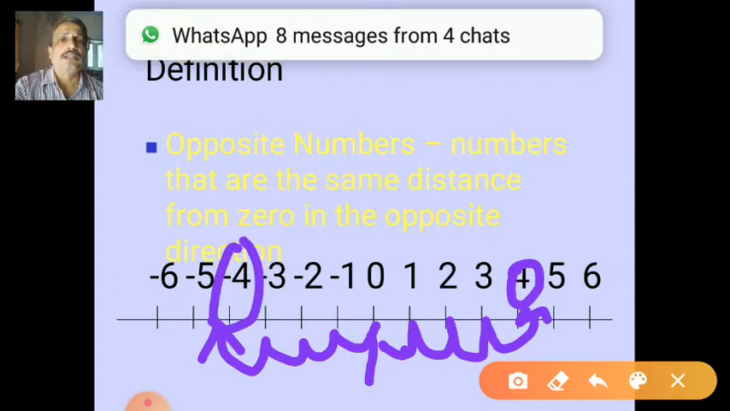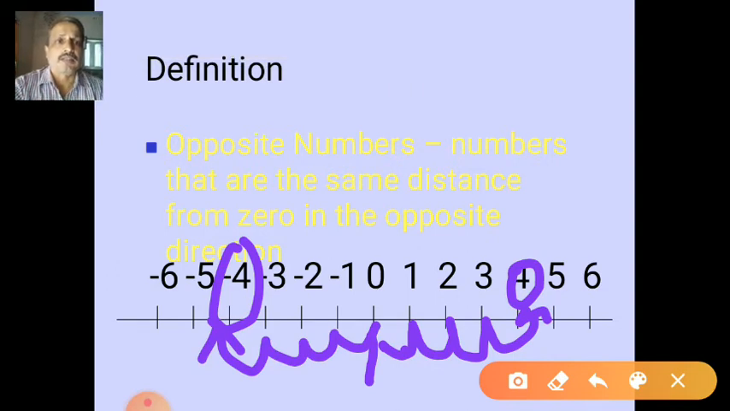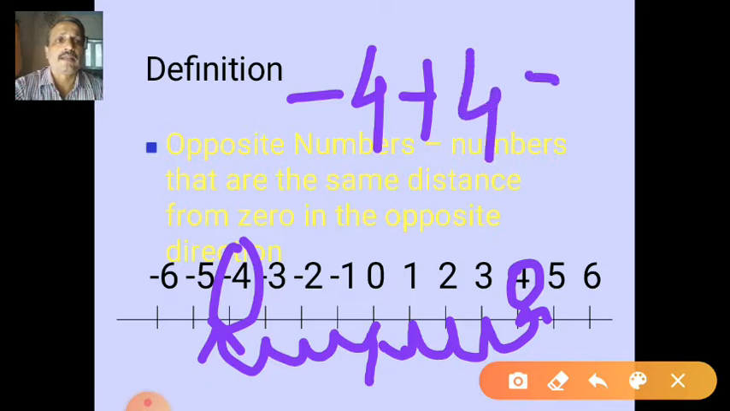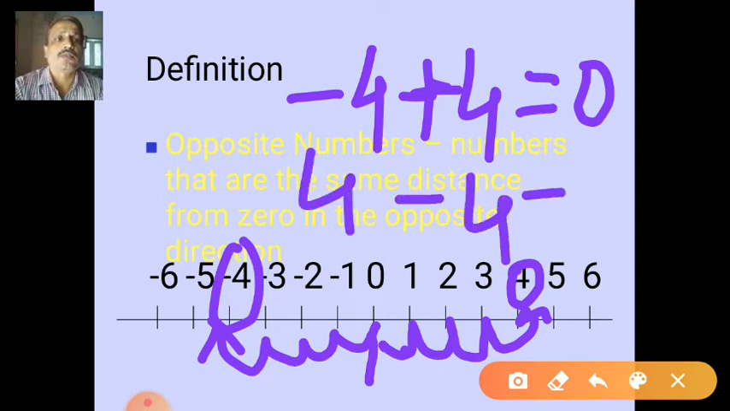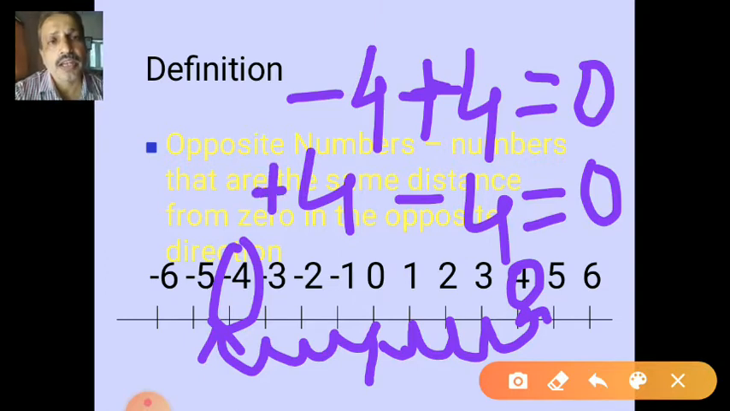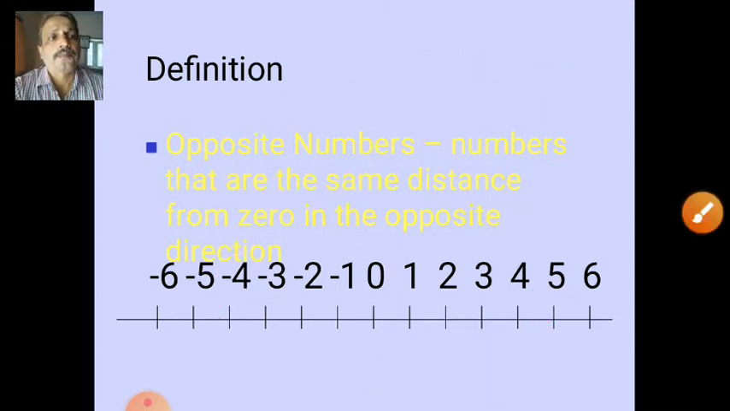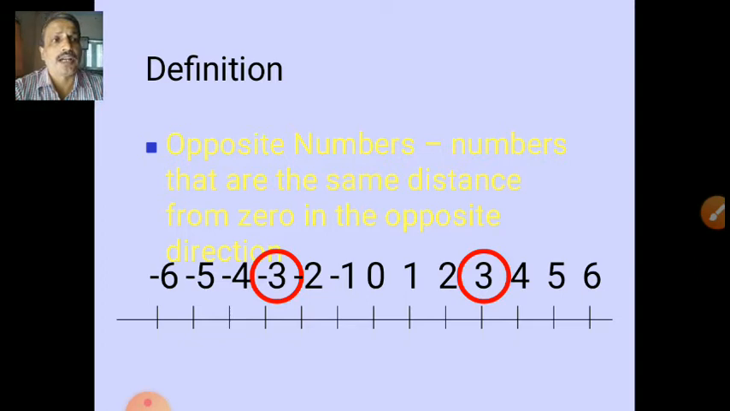It is the same number with a minus sign. And when we add both numbers, we get 0: minus 4 plus 4, or plus 4 minus 4, also gives 0. You don't need to put the plus sign, because a number with no sign is positive only. Clear? Let's check. This is minus 3. The opposite of minus 3 is 3, the same distance from here to there.